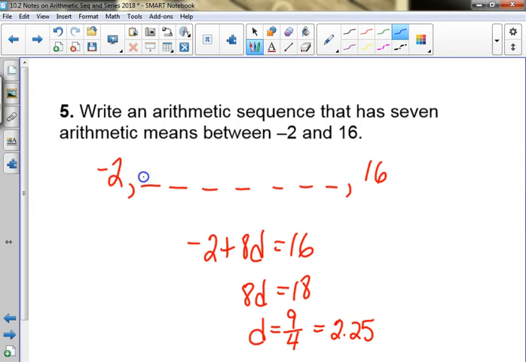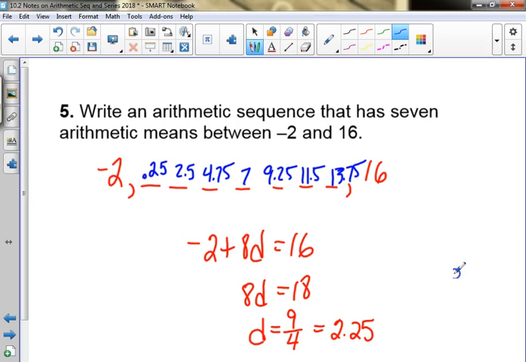Let's see, this one would be 0.25, is that right? 2.5, 4.75, how am I doing? 6, 7, is that right? 9.25, 11.5, 13.75. Okay.